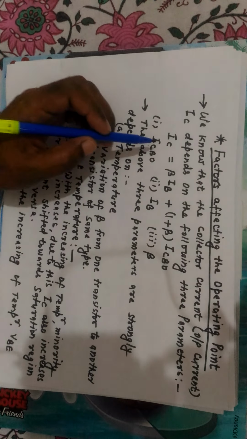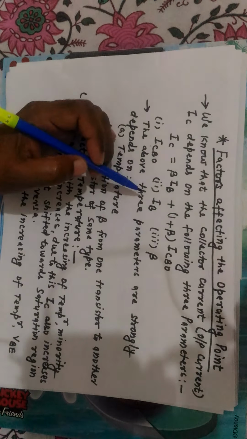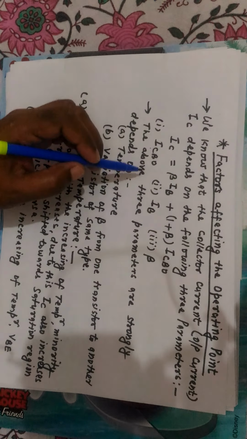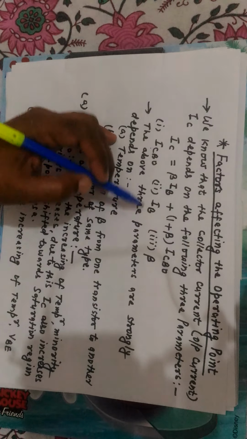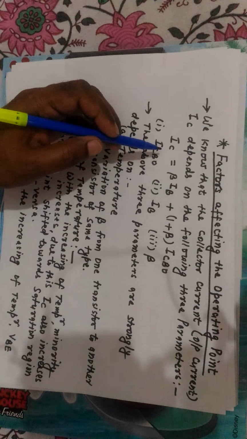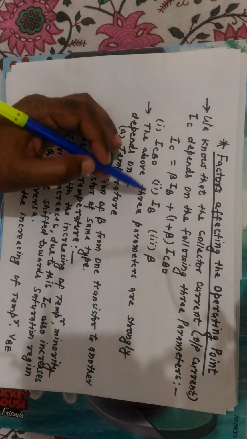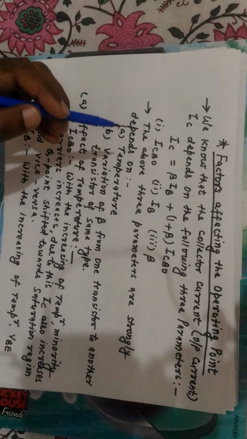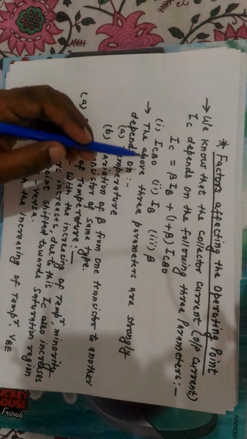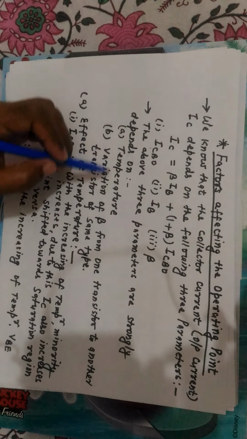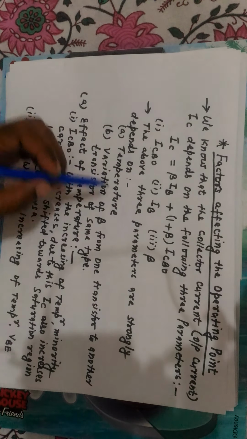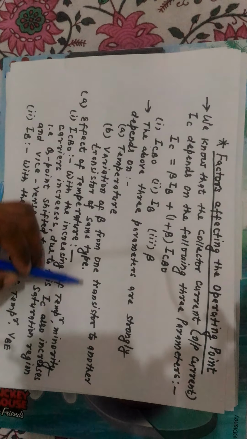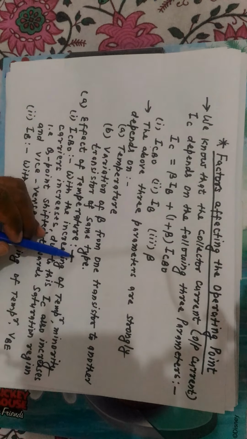Now all of us know that IC depends on beta, IB and ICBO. This means IC is a function of these three parameters. Now, how can these parameters be affected? These three parameters are affected by two factors, that is temperature and variation of beta from one transistor to another transistor of the same type.